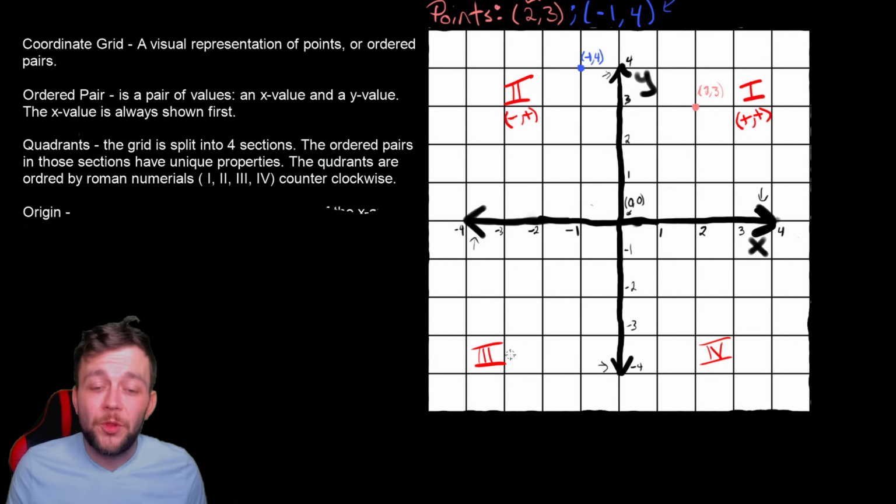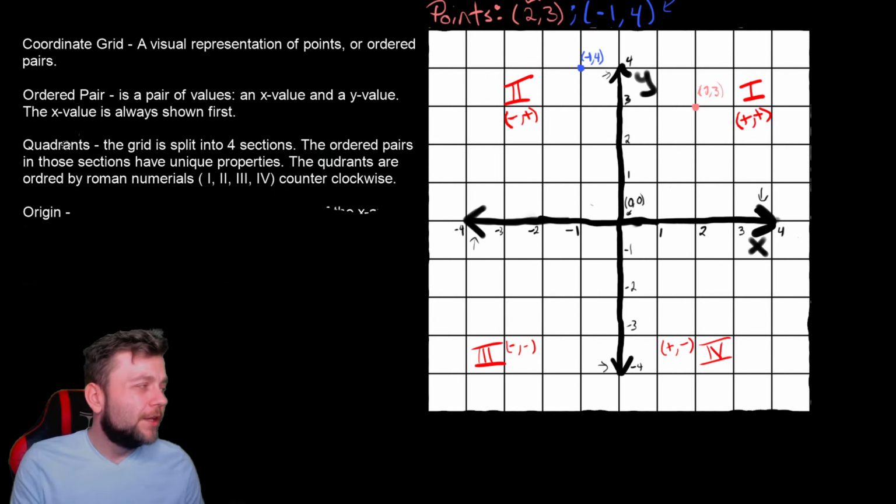So, quadrant 3, what points would be in quadrant 3? We have a negative and a negative. And then lastly, we have quadrant 4, which we have a positive and a negative.